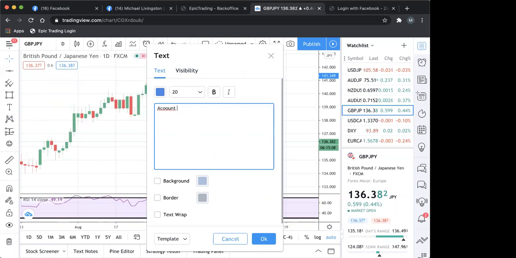Account size and risk. That's what I'll say. So anywhere with $100 to $300, you want to be doing 0.01 to 0.03 for your lot sizes.